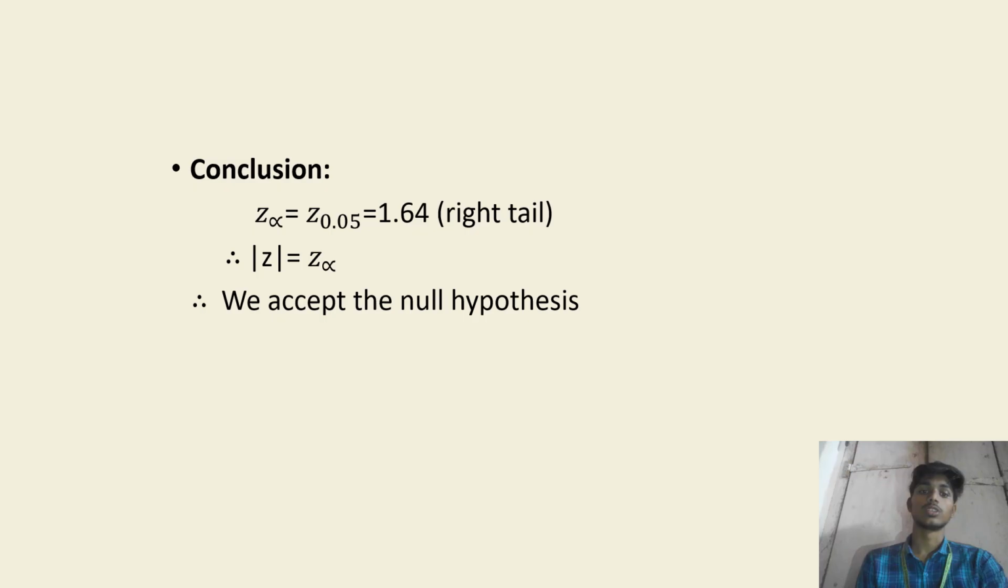And the last one, conclusion: Z alpha equals Z 0.05 equals 1.64 for the right tail. Therefore, modulus of Z is less than Z alpha. We accept the null hypothesis.